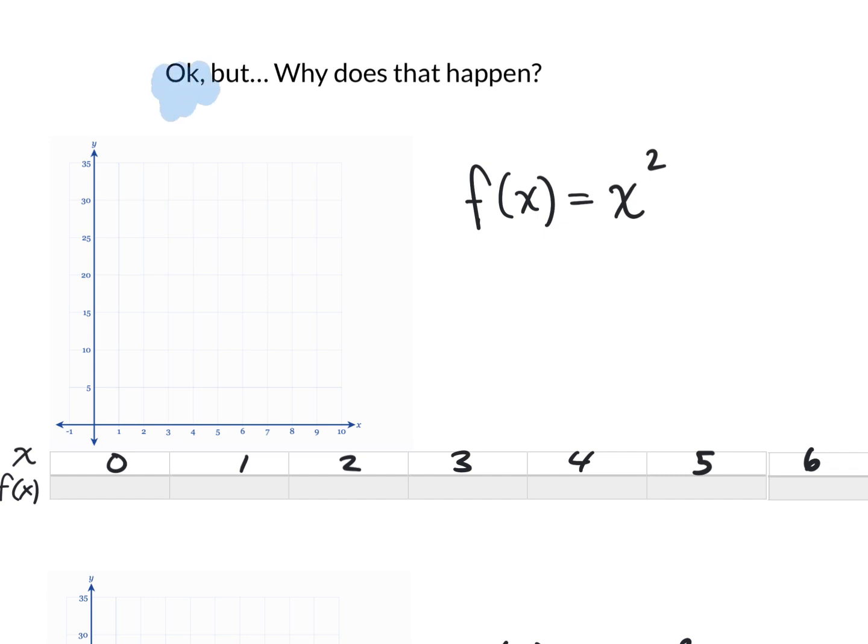That question right at the top of the page is a version of what I've heard from a few of you. Okay, but why does that happen? It's great to hear as a teacher. Excellent question. So let's take a look.